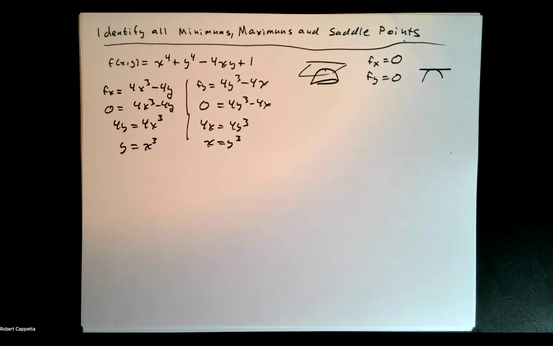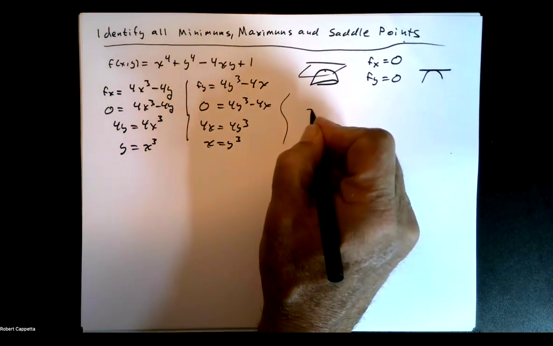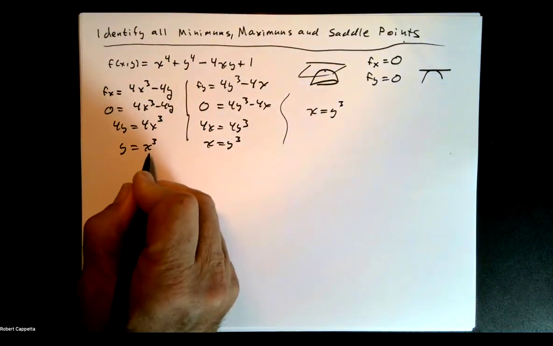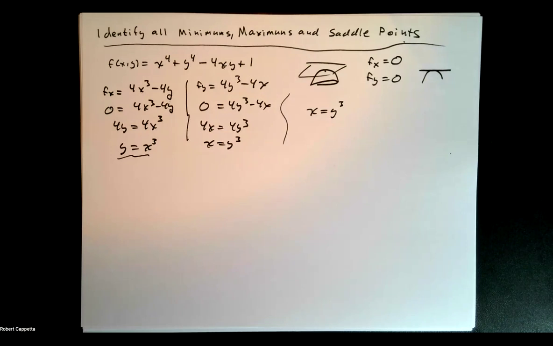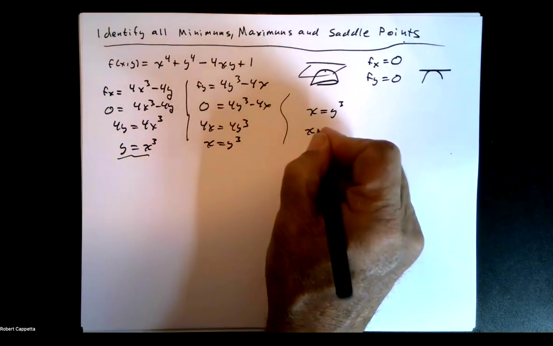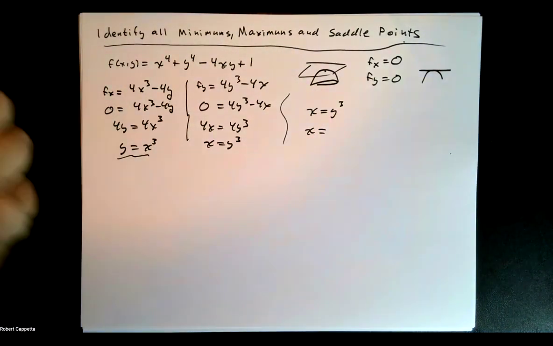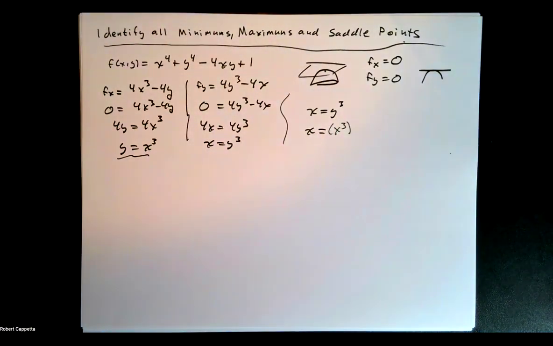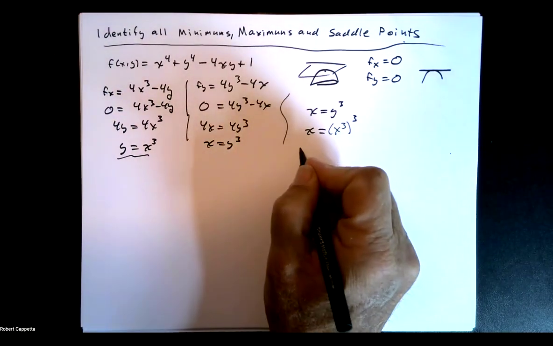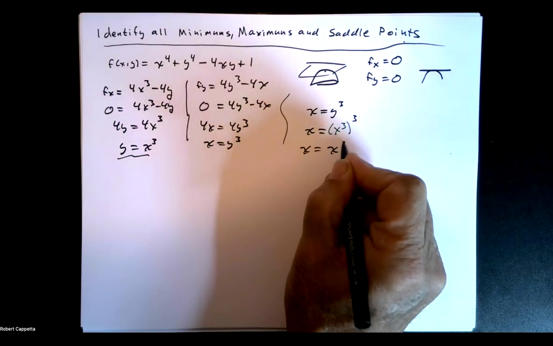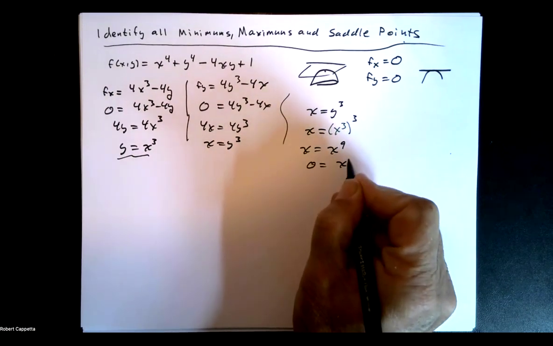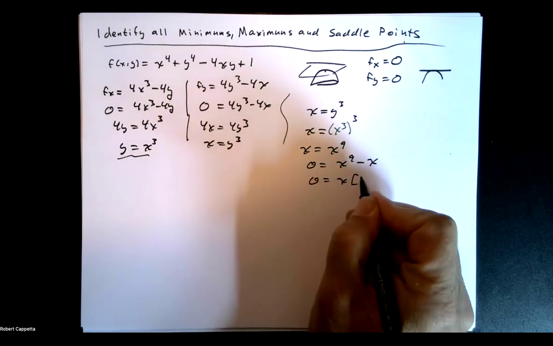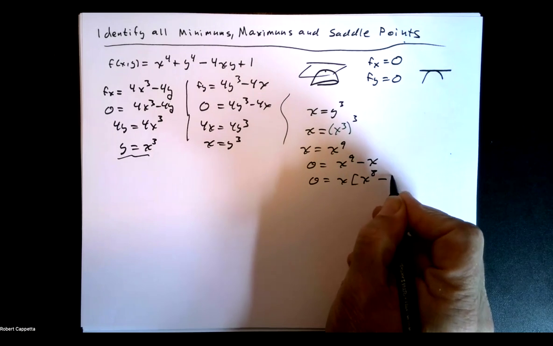Well, let me go ahead and do that with substitution. I will work off of the second version. x equals y cubed, but then I'm going to substitute for y equals x cubed. So x equals, we know y is x cubed, replace the y with x cubed. x equals x cubed cubed. So x equals x to the ninth. 0 equals x to the ninth minus x. 0 equals x times x to the eighth minus 1.